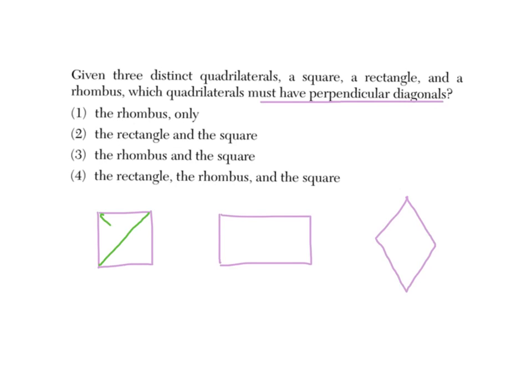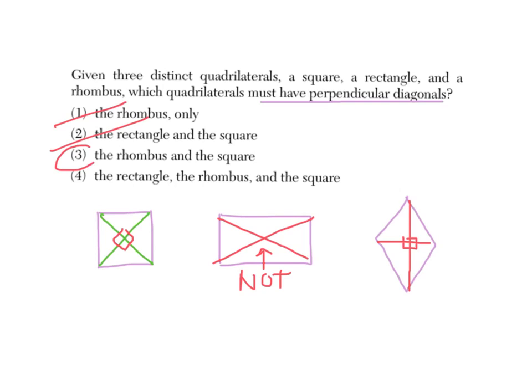If I connect the diagonals in a square, I get 4 right angles. When I connect the diagonals in a rectangle, when I intersect the diagonals, I do not get right angles as those vertical angles. In a rhombus, you would also get perpendicular diagonals. So the answer would be not the rhombus only, not the rectangle and the square. The rhombus and the square would be the one. It wouldn't be all 3.